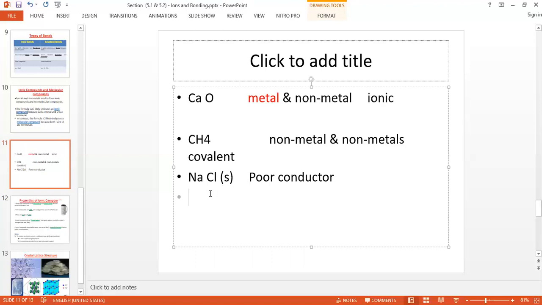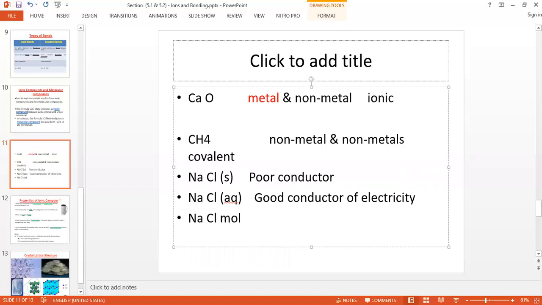So how can I conduct electricity using an ionic compound? If they are in liquid or aqueous state, as we call it, it means that they are dissolved in water. I can write here aqueous or AQ, abbreviation for aqueous, means dissolved in water. So this solution will be a good conductor of electricity. What about the molten form of an ionic compound? If it is molten, it will conduct electricity too.